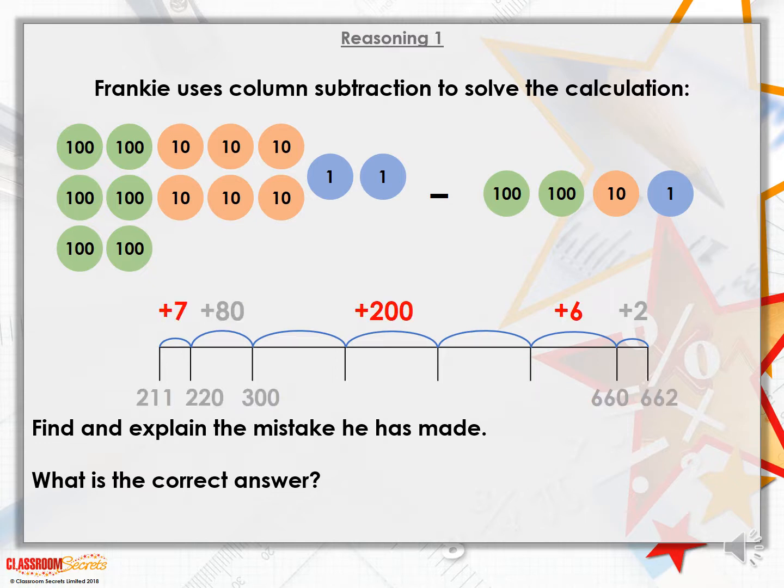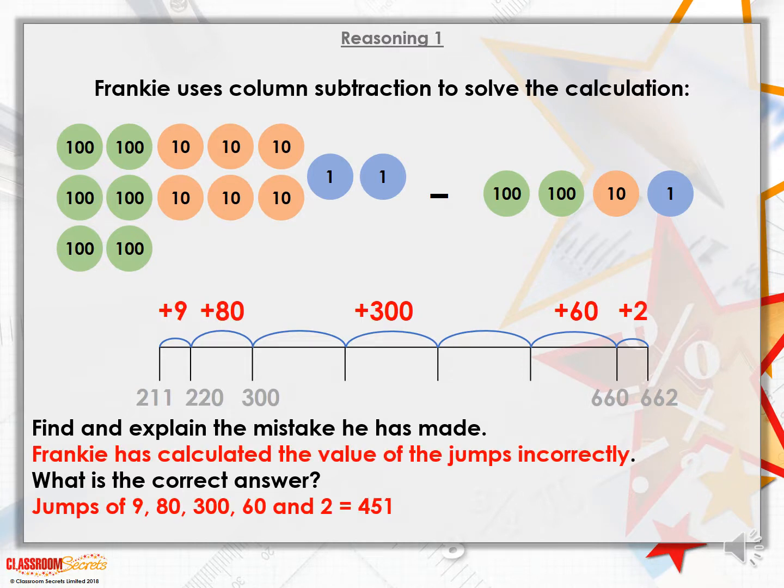Okay, so what she has done, she's calculated the value of the jumps incorrectly. Okay, so the correct answer should be jumps of 9, 80, 360 and 2, which would give us the answer of 451. Okay. Right, I'm going to stop this there.